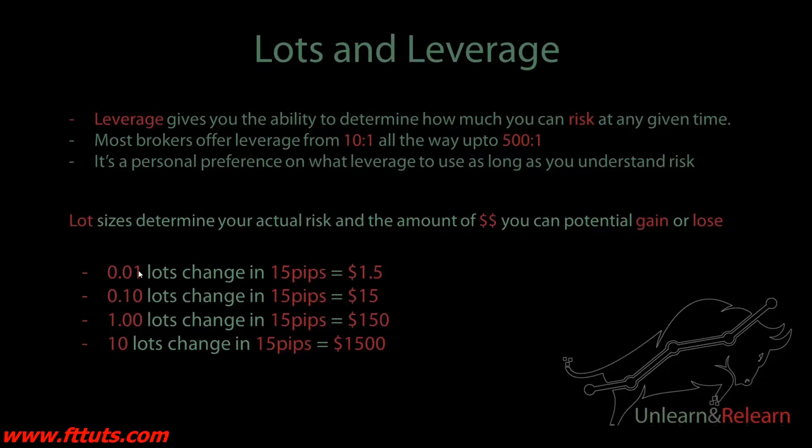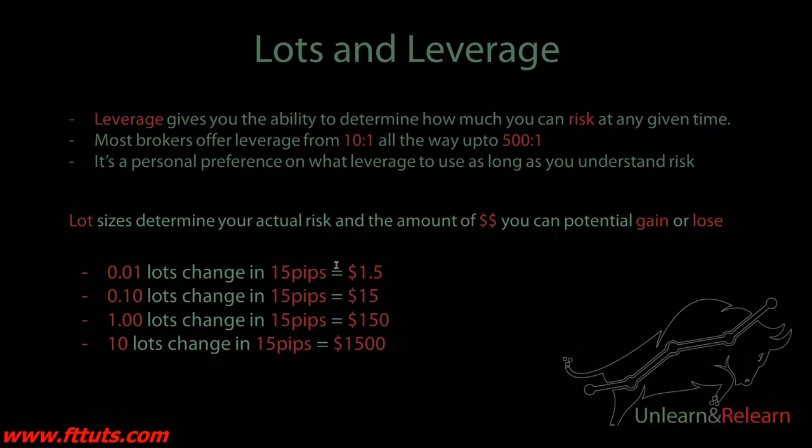The lot sizes start from a minimum of 0.01 lot and go all the way up to 100 lots. So when you're starting from 0.01 lots, and price moves by, for the sake of simplicity, let's say 10 pips, right? If you have a 0.01 lot and price moves by 10 pips, this means you're making $1.